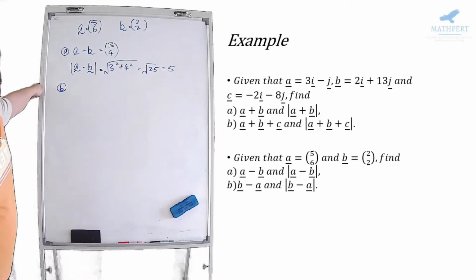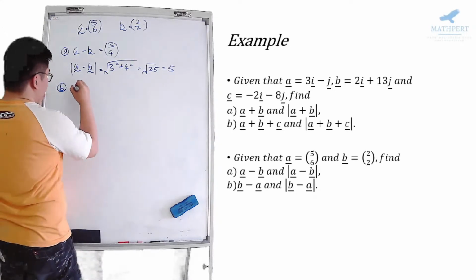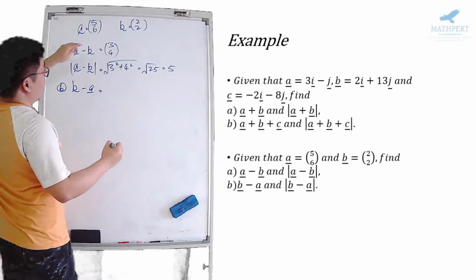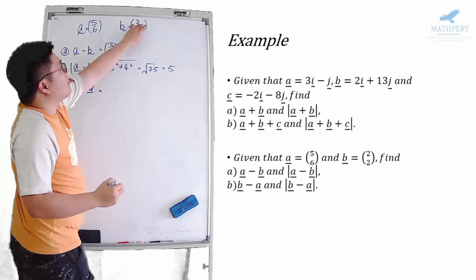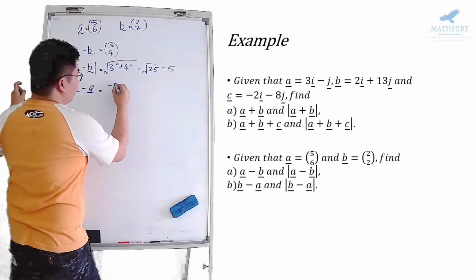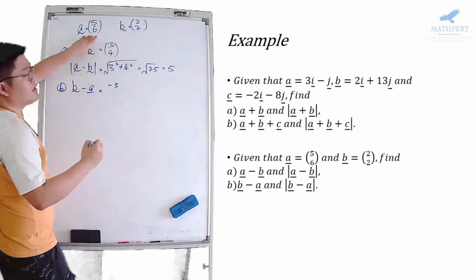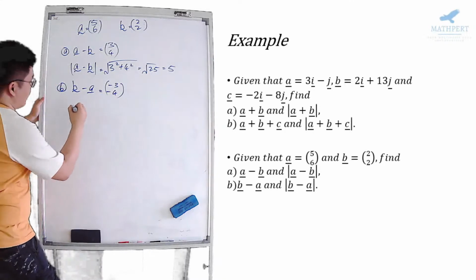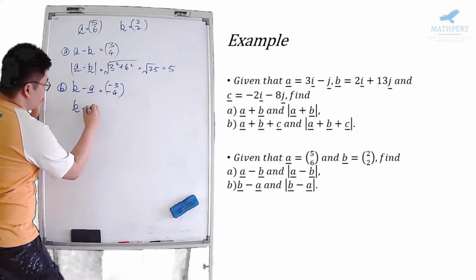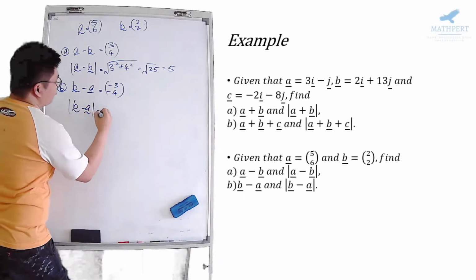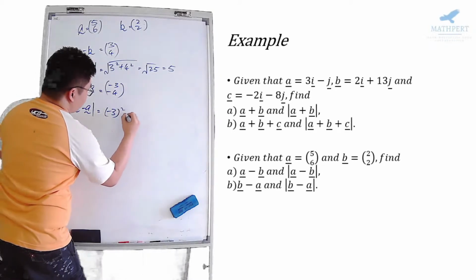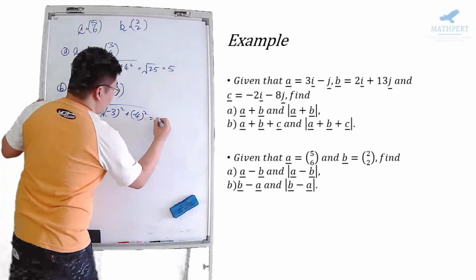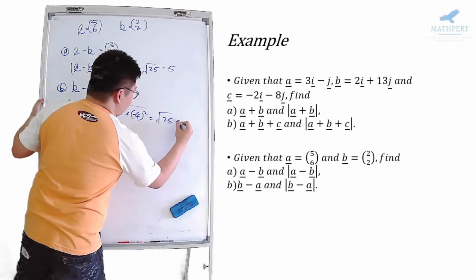Next, B minus A. 2 minus 5, I get negative 3, and 2 minus 6, I get negative 4. The magnitude of B minus A will be the square root of negative 3 squared plus negative 4 squared. I still get the square root of 25, which is equal to 5.